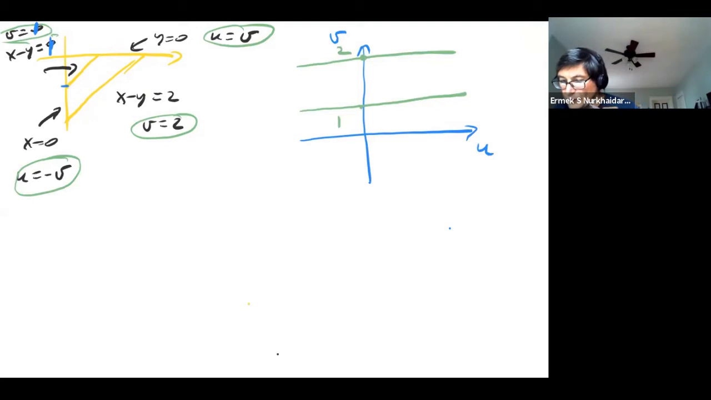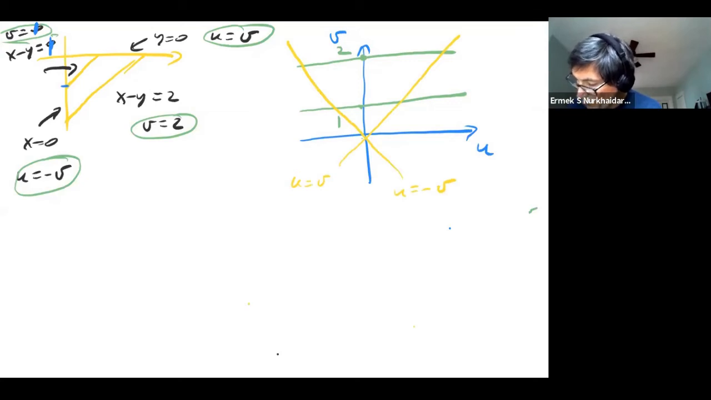Then we are going to have u equals v, and we're going to have u equals negative v. Okay. u equals v, u equals negative v. And that's the region we are talking about right here.